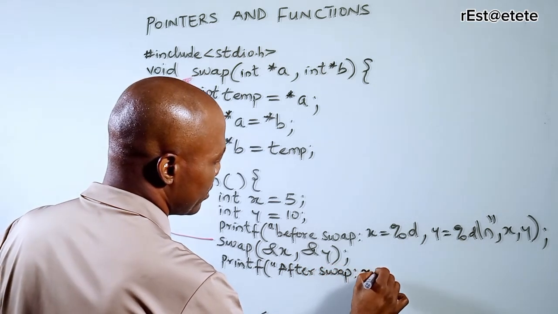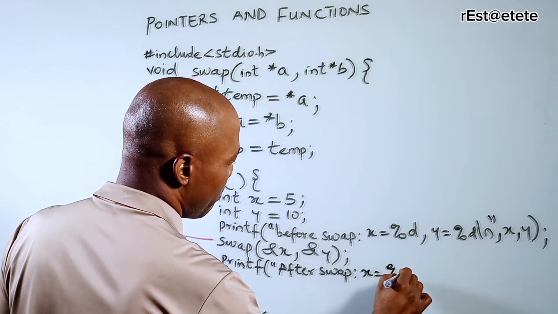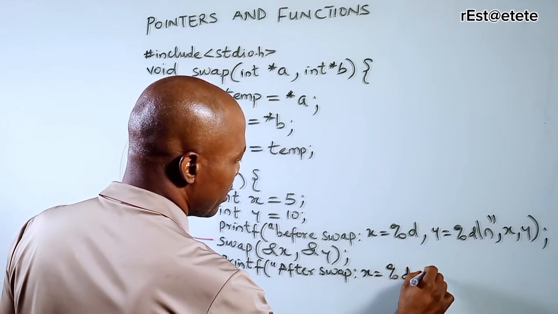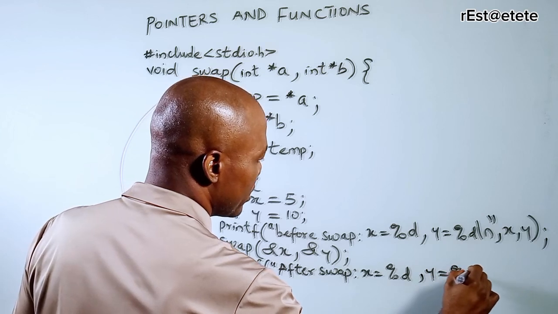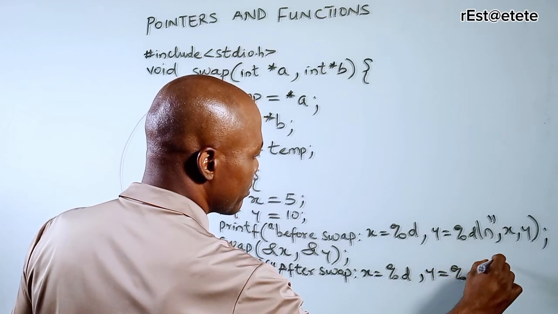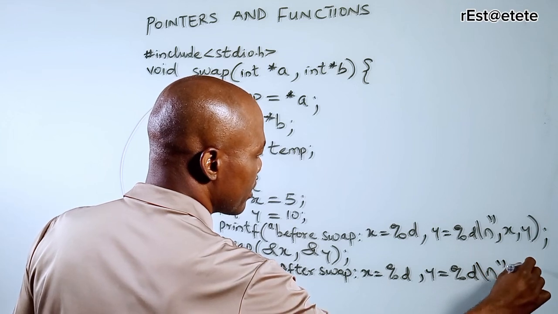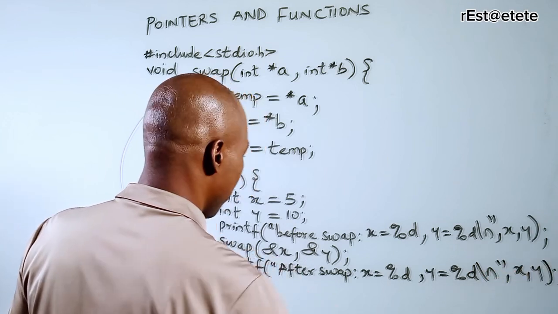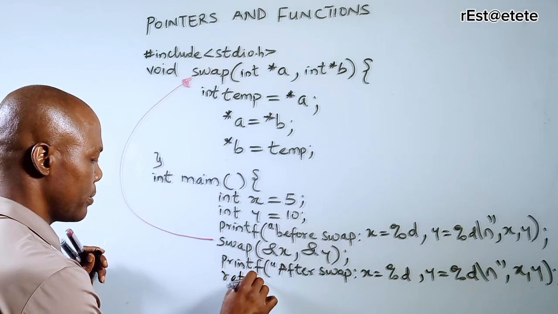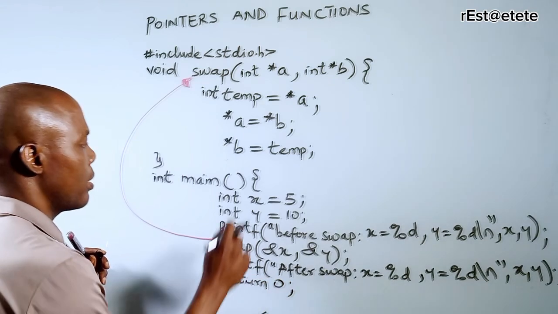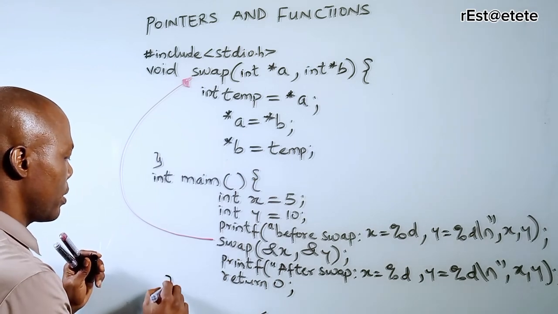After swap, x equals %d, y equals %d \n, x, y, right? Then I'll say return 0. So I'll close this.